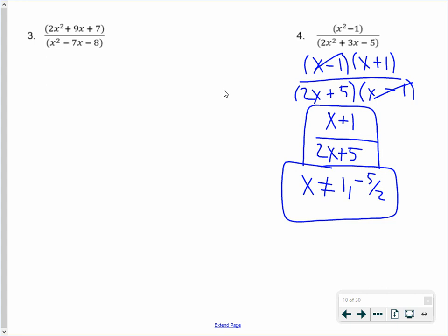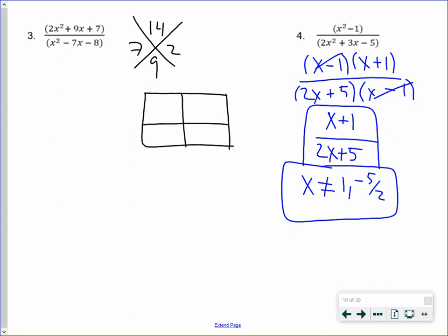So what we're going to do is factor out the top. Our A times our C should be 14, and the bottom should be 9. Factors will be 7 and 2. We'll draw our box. The top left is 2x squared. The bottom right is 7. And our diagonal is 7x and 2x. The GCF of the first row is x. We get 2x. This should be 1. This should be 7. Two x squared, 7. Yep, that's right.